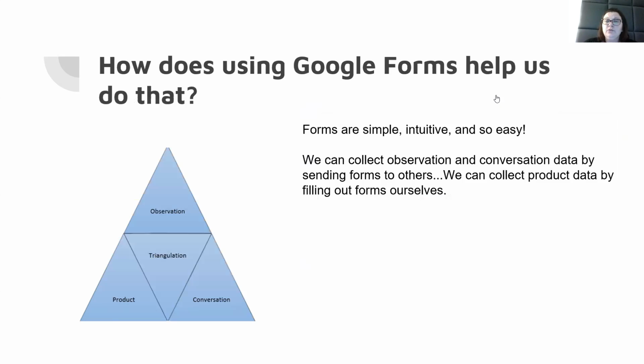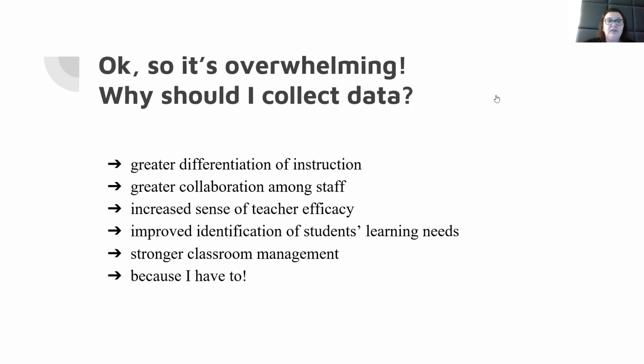So how does using Google Forms help us do that? How does it help us triangulate and tell that story? The forms are simple, they're intuitive, and they're incredibly easy to use. We can collect observation and conversation data by sending forms to other people. We can collect product data by filling out forms ourselves. So we have to remember that with one Google set, we can do that.